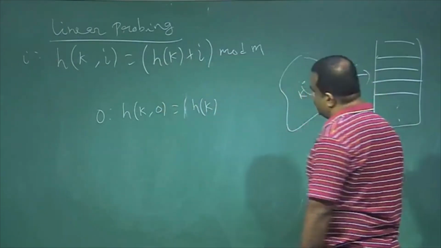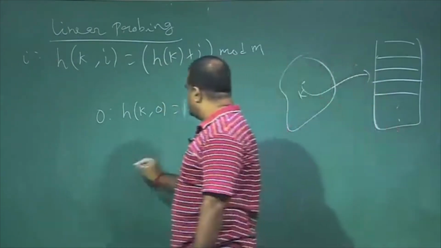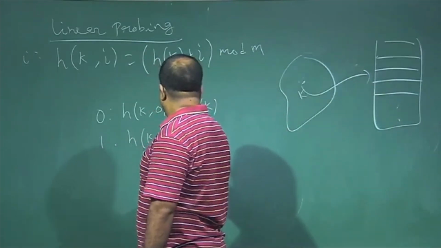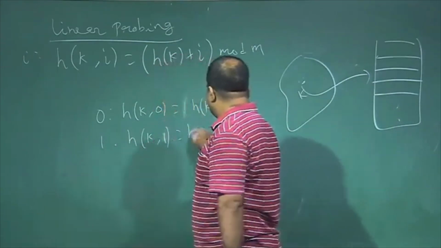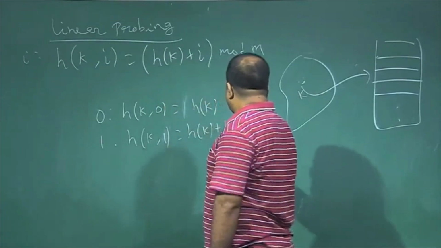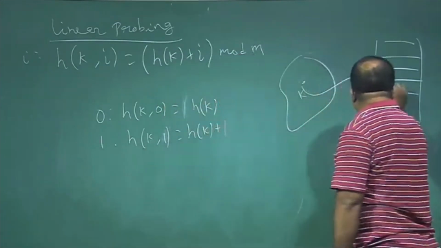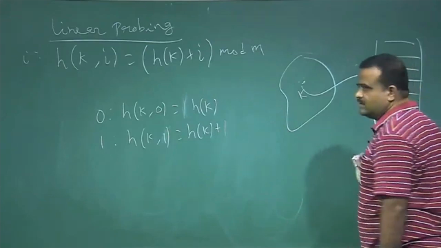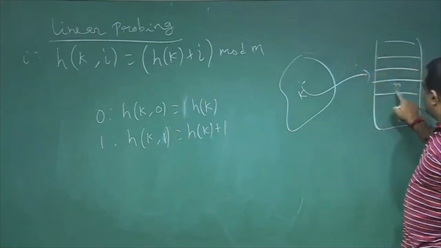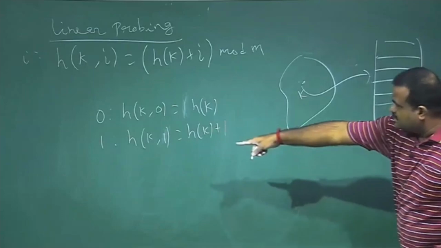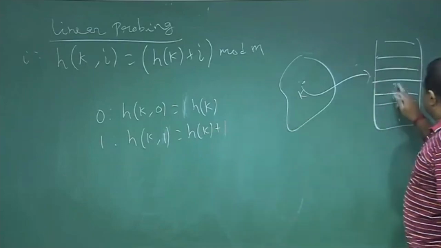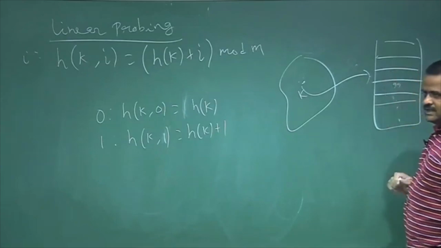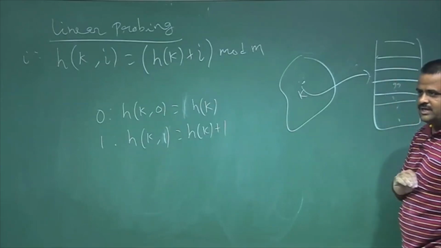If it is not free, if it is not empty, then we go for one probe. The next probe is h of k plus 1 mod m. So we look at the next slot, and if it is not empty, then we look at the next slot after that. We are just looking serially like this, checking whether the next slot is empty or not.